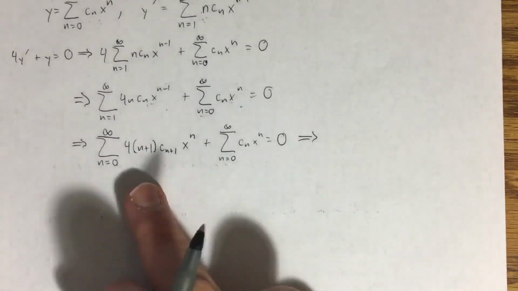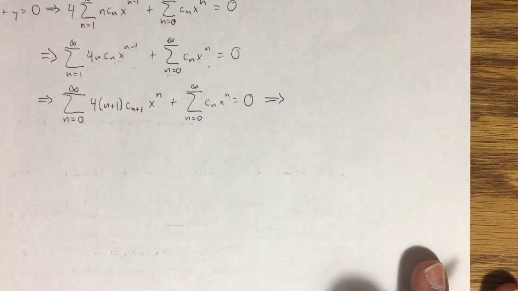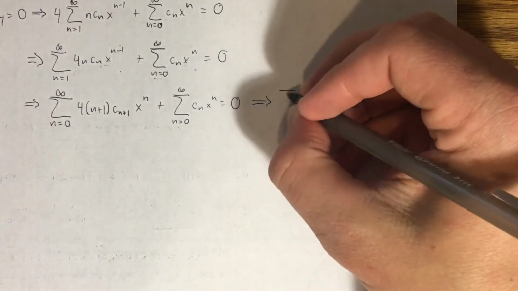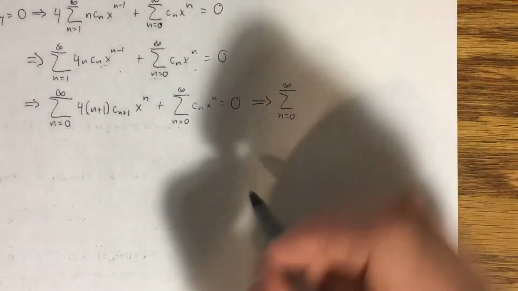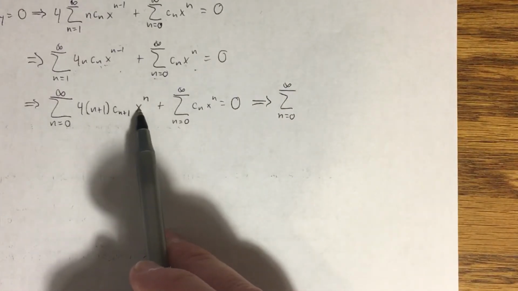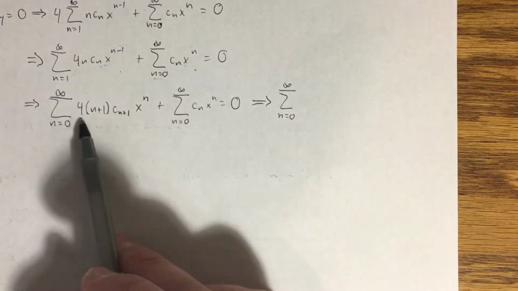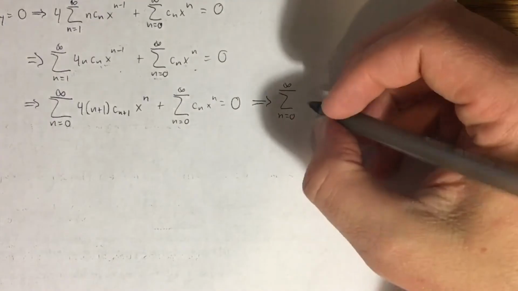Now I'm going to add these two, because I've now met both conditions that needed to be met. This adds into a single series, n equals 0 to infinity. And I notice that I have x to the n and x to the n. I'm just going to add their coefficients because those are like terms now.